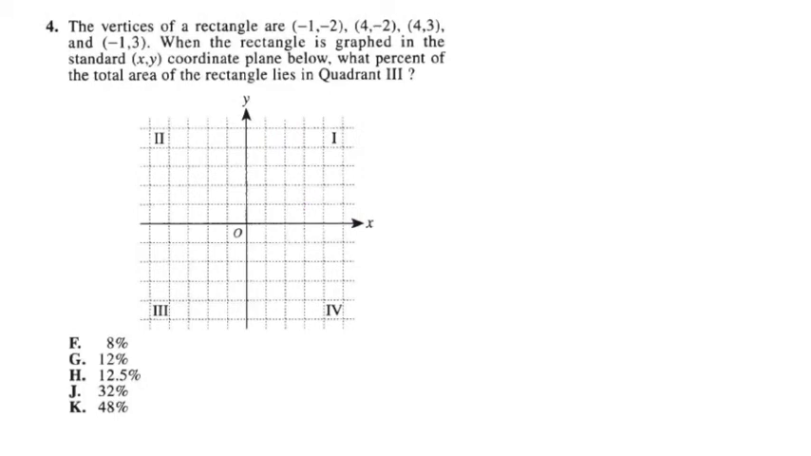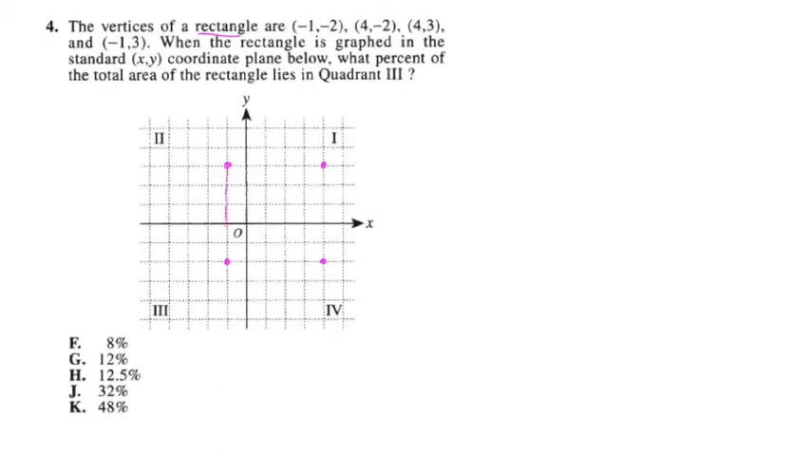Number 4 is a geometry question. We're dealing with area and percents. The vertices of a rectangle are (-1, -2), (4, -2), (4, 3), and (-1, 3). When the rectangle is graphed in the standard xy coordinate plane below, what percent of the total area of the rectangle lies in quadrant 3? The first thing we can do is plot these points. And what we end up getting is a 5 by 5 square. So although this says that it's a rectangle, it's actually a square.